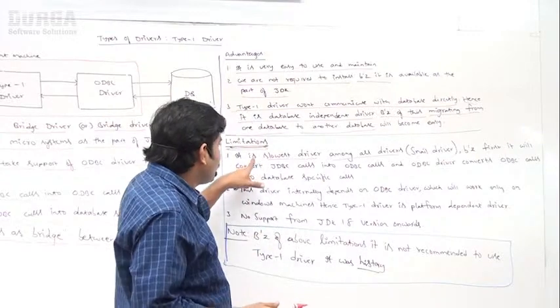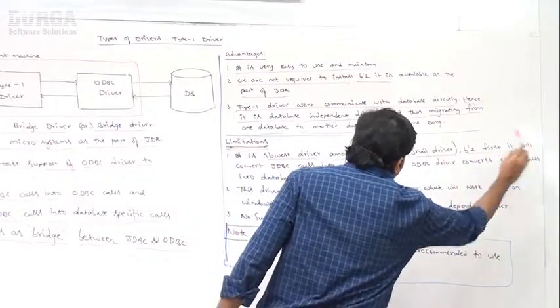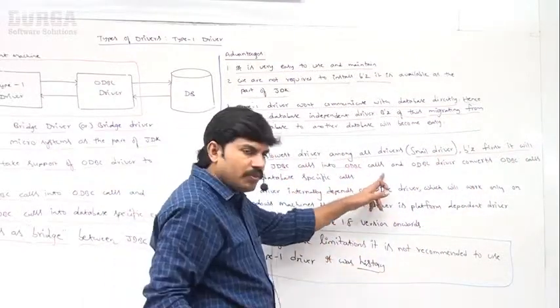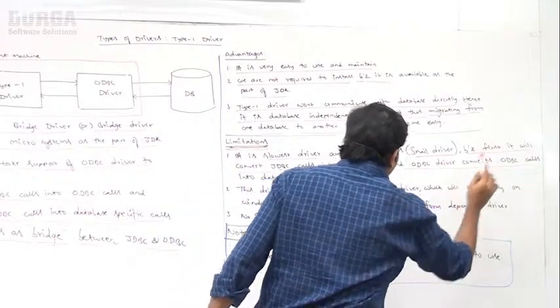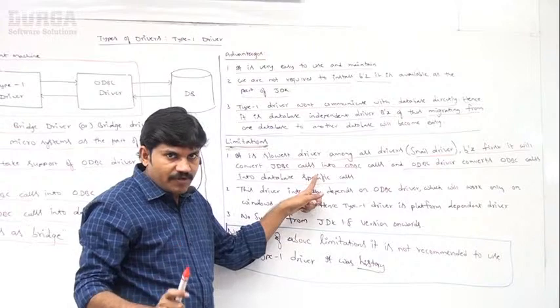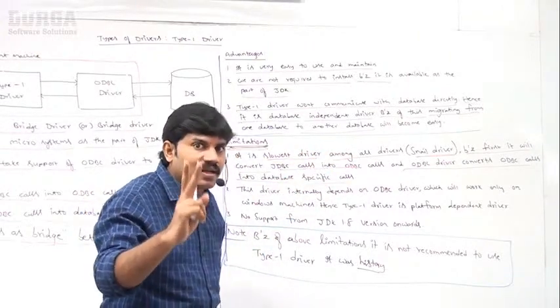It is the slowest driver among all drivers, the snail driver, because first it converts JDBC calls into ODBC calls, and the ODBC driver converts ODBC calls into database specific calls. Clear for all of you? So it is the slowest because of two-level conversions.